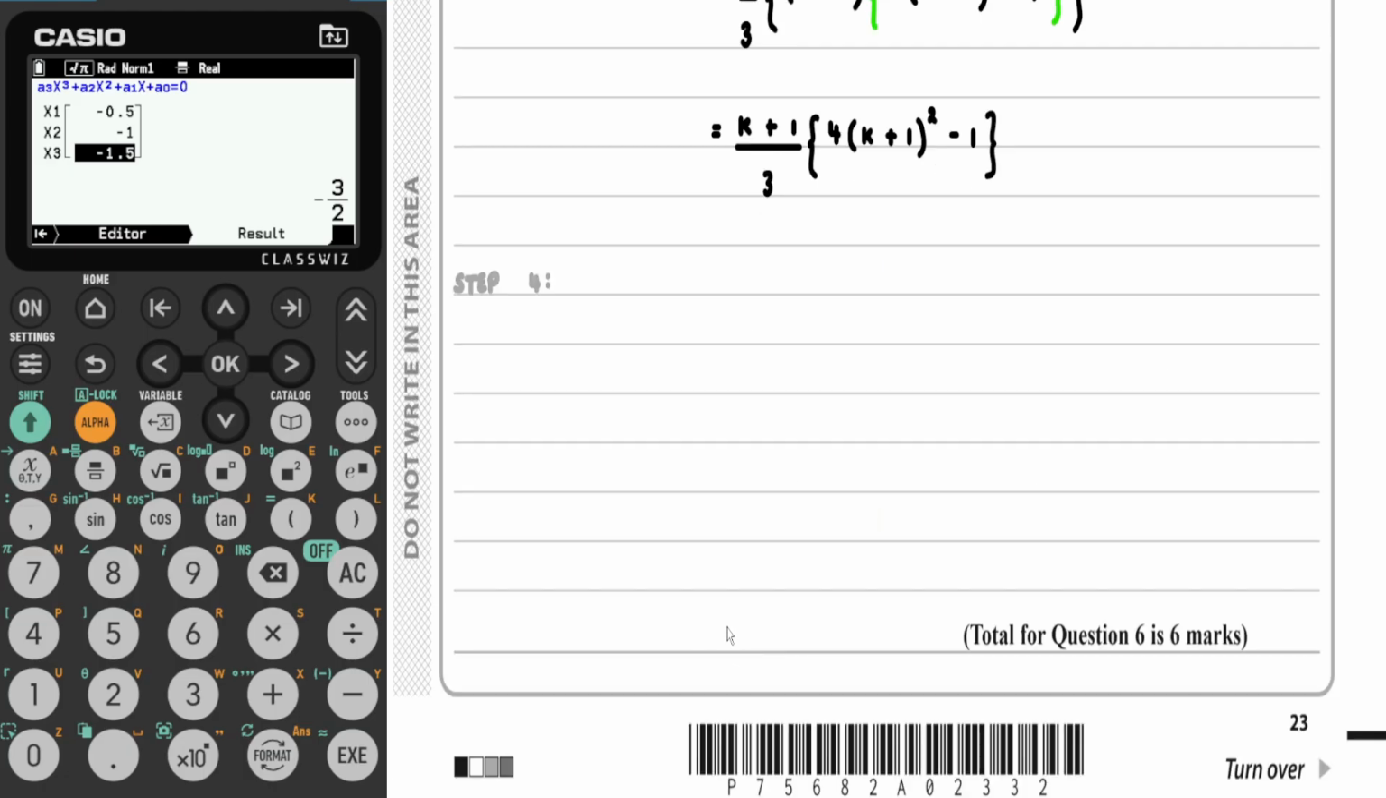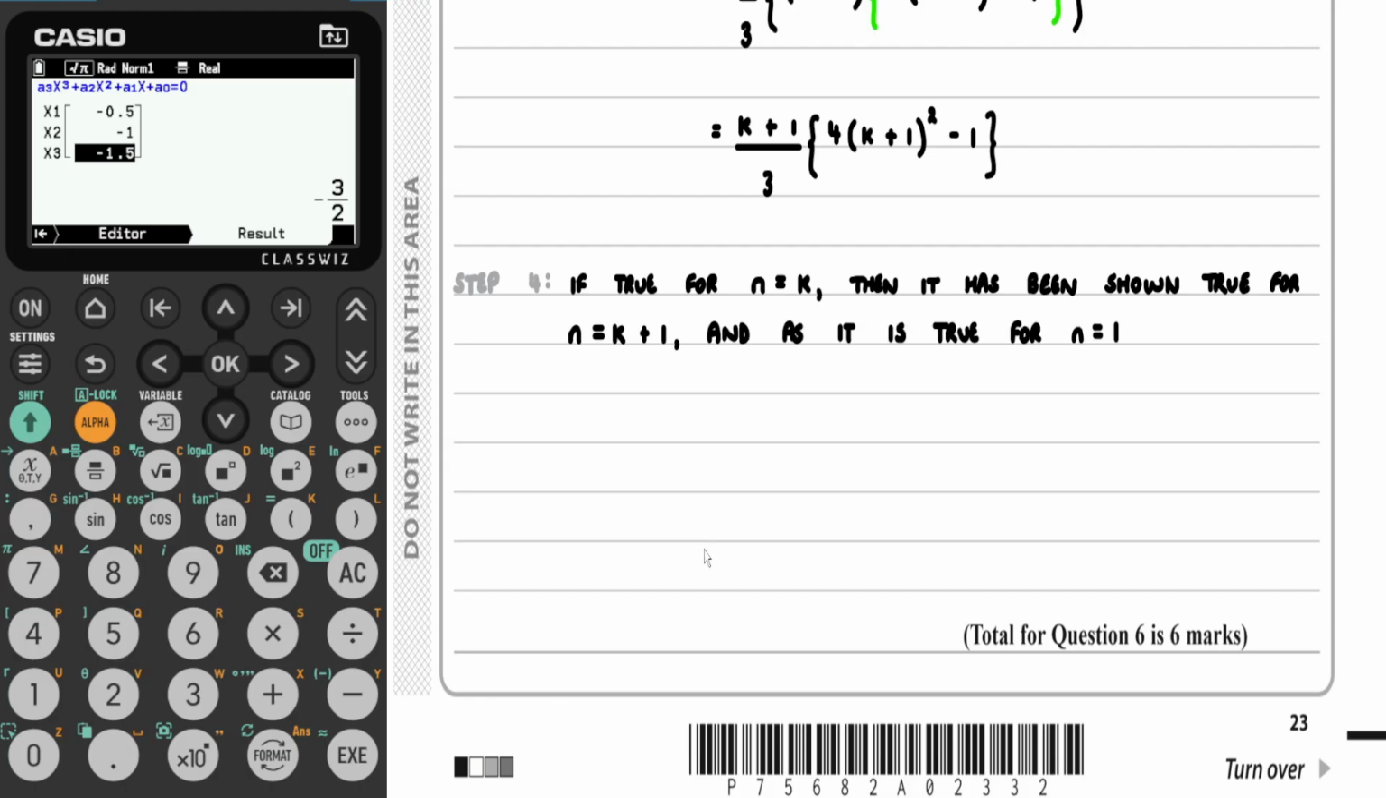So for our fourth step, which is the conclusion step, if it's true for n equals k, then it has been shown true for n equals k plus 1. And as it's true for n equals 1, the statement is true for all positive integers of n.